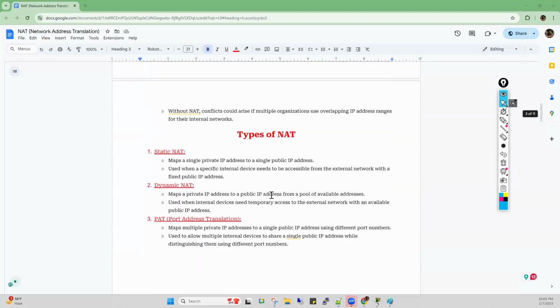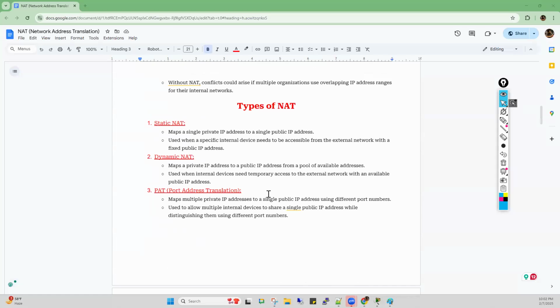Clear? Now, there are three types of NAT, guys. The first one is called static NAT. In static NAT, what we are doing is managing a single private IP address to a public IP address. We are mapping a single private to a single public like this. Getting my point? Yes or no?